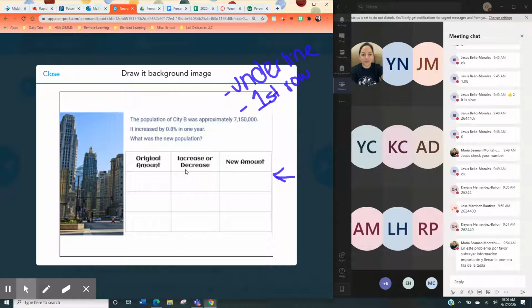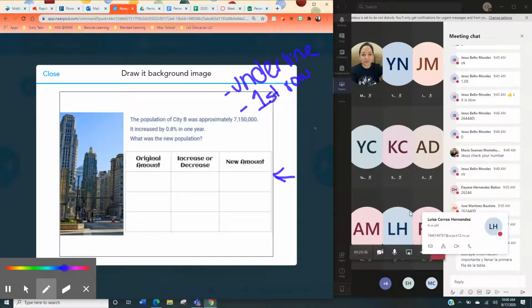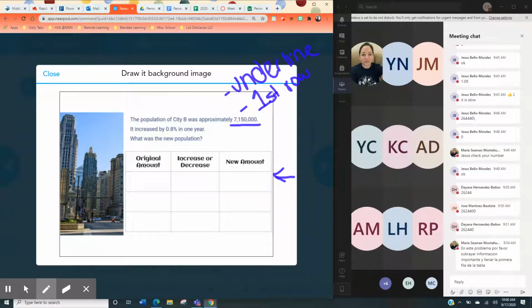Okay, so we underlined important information. Remember, underlining important information doesn't mean underline everything. So I know that there was 7,150,000 people. The percent increased by 0.8%, and we want to know what the new population is. So that means I want to know the total new amount.